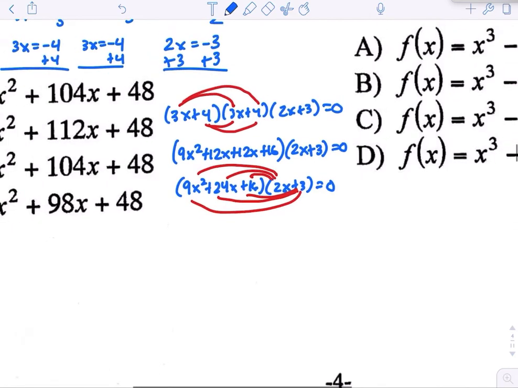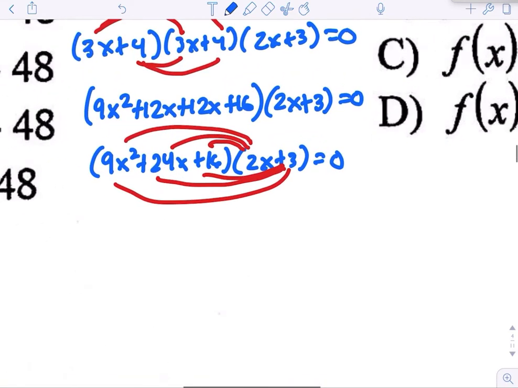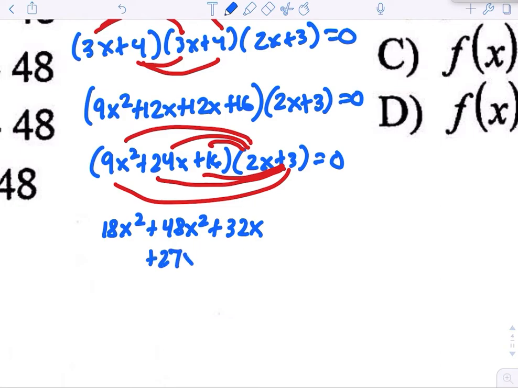So 2x times 9x squared would be 18x squared. 2x times 24x would be plus 48x squared. 2x times 16 plus 32x. 3 times 9x squared would be plus 27x squared. 3 times 24 would be plus 78x. And 3 times 16 would be plus 48. And all of this would equal 0.